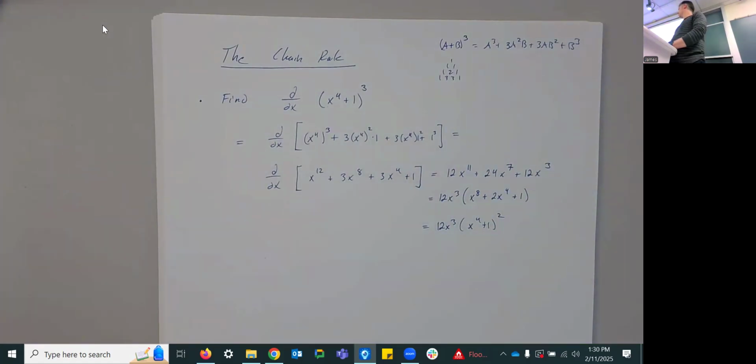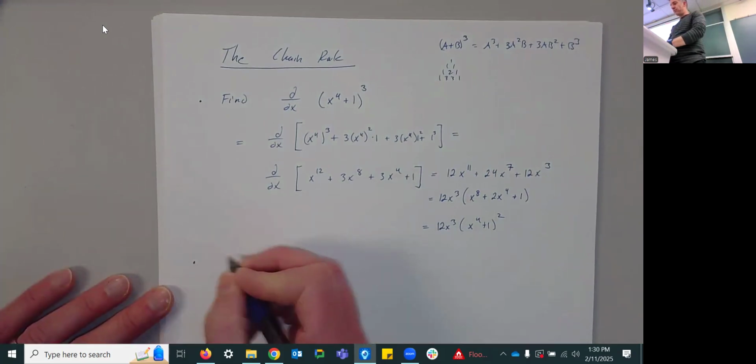Okay. Here's the way we're actually going to do it, because you don't want to do this every time, especially with the power. Like 3 is a pretty tame power, but what if the power was 30, right? There's no way you're multiplying out x to the 4th plus 1 to the 30th power, right? It's just too much. So here's the more general idea.